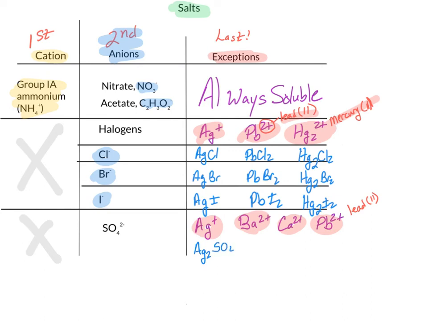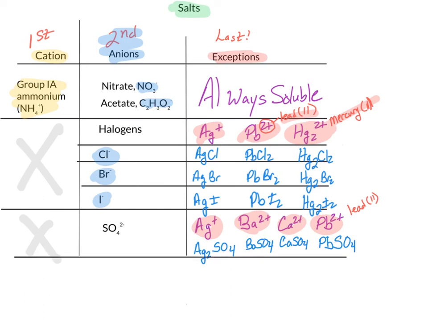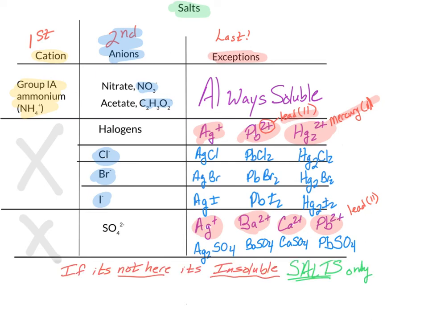Written out in their formula, that'll be Ag2SO4, BaSO4 because barium has a 2+ charge, CaSO4, and PbSO4. So those are the formulas you'll be watching for. All of those are insoluble. And finally, if it's not on our list, what is it? That's right, it's insoluble. If you don't see it somewhere on this list, it is definitely insoluble.